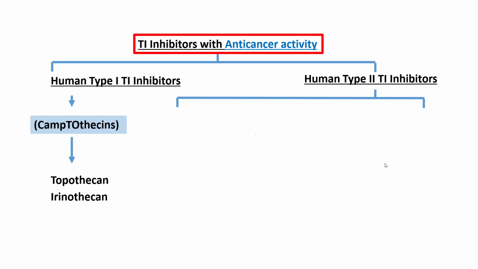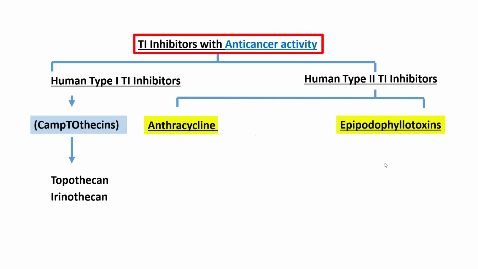The type 2 topoisomerase inhibitors in humans include two classes, namely the anthracyclines and the epipodophyllotoxins. Examples for the anthracyclines include hydroxydaunorubicin. Now, this is a drug which is known by three names. The first name is hydroxydaunorubicin. It is also called doxorubicin. It is also called adriamycin. So, one drug with three different names.